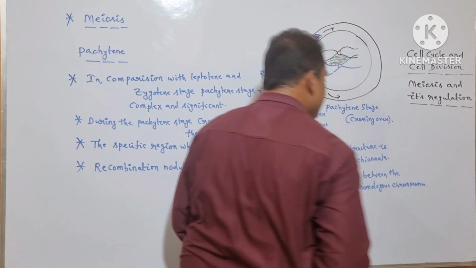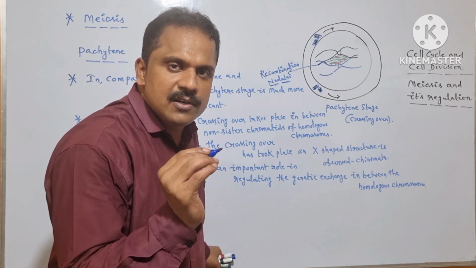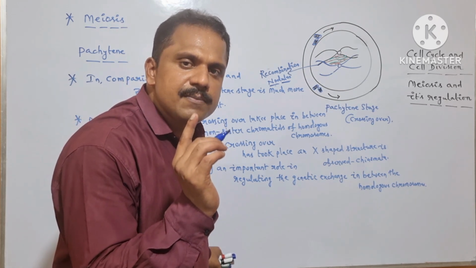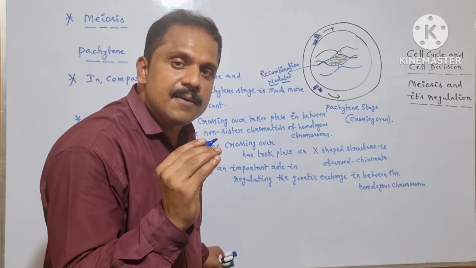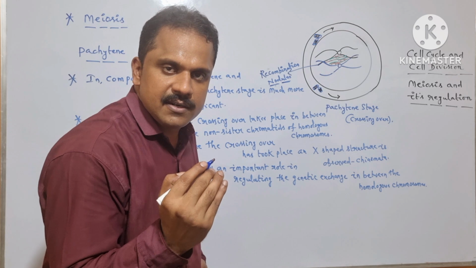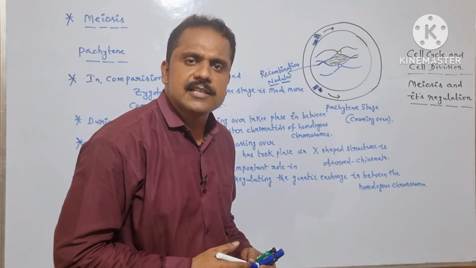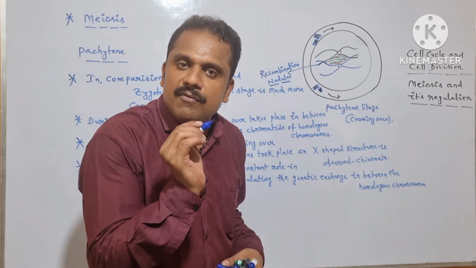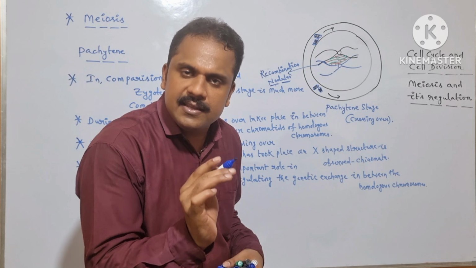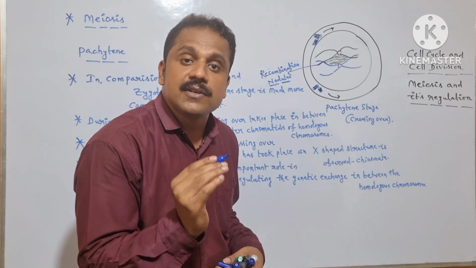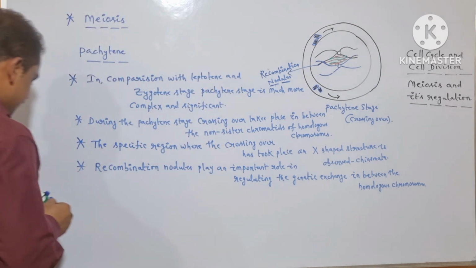So here, in the majority of the homologous chromosome pairs, we can observe only one specific chiasmata. But there are specific chromosomes at which we can observe more than one chiasmata. Is it clear? In the majority of the chromosomes where the crossing over takes place, we can observe only one chiasmata for one chromosomal pair. But there are certain chromosomes at which we can observe more than one chiasmata. So let me write it here.